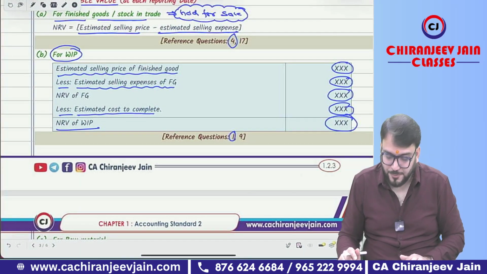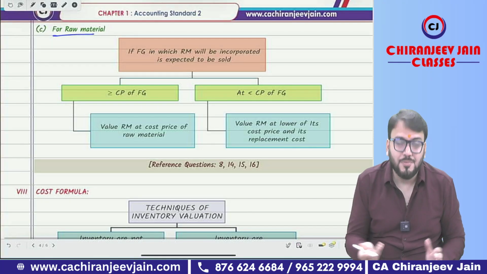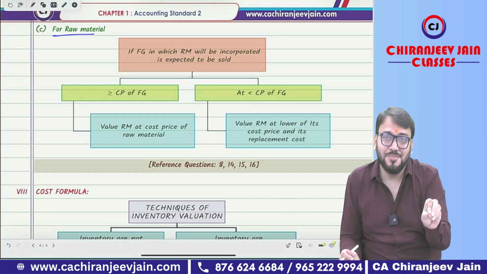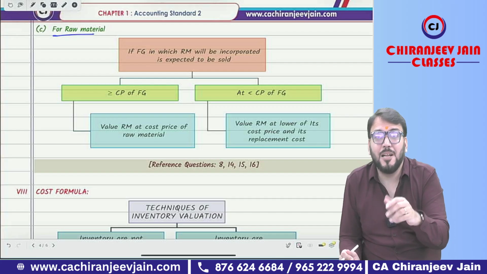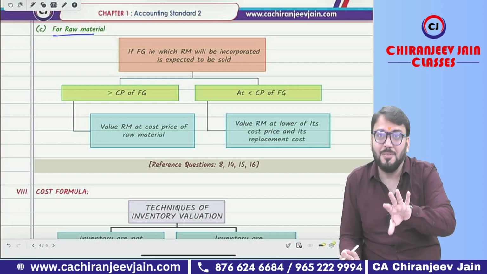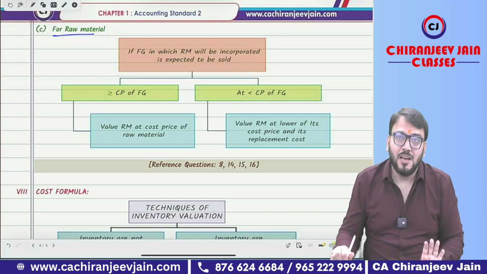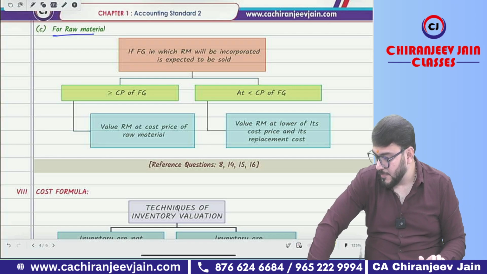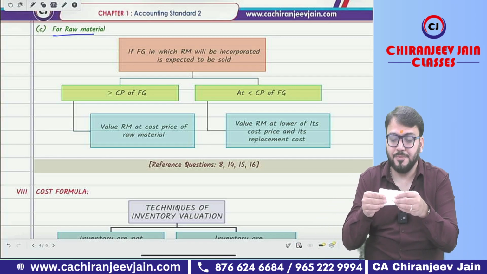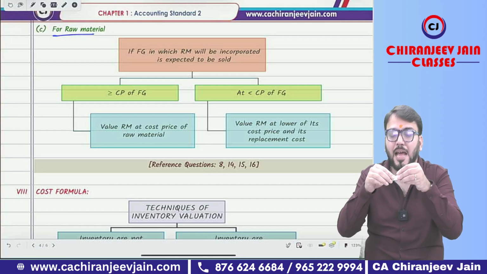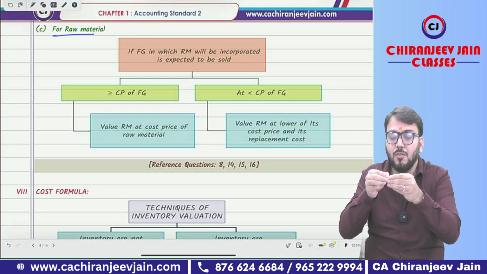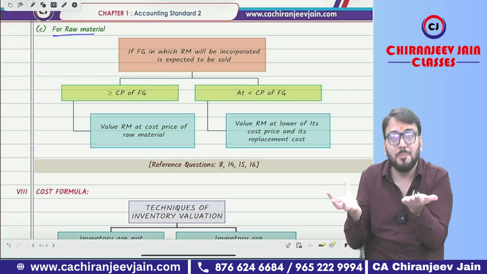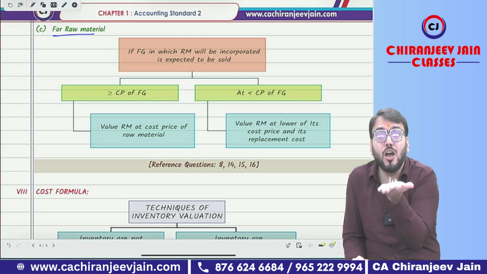Come to the next point. Now coming to raw material. Raw material cannot be sold. It means raw material valuation will depend upon the expected sale price of finished goods, which is produced from the given raw material. Suppose these are my raw material, which I have purchased, and till now it is not put into the production process. Production is not started. So we have stock of raw material.